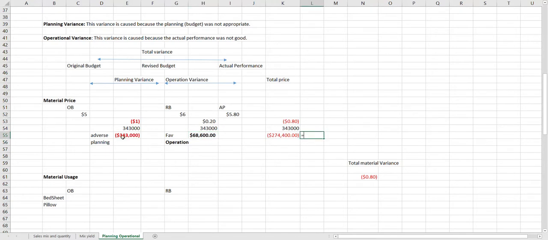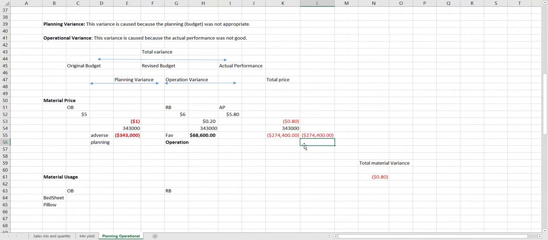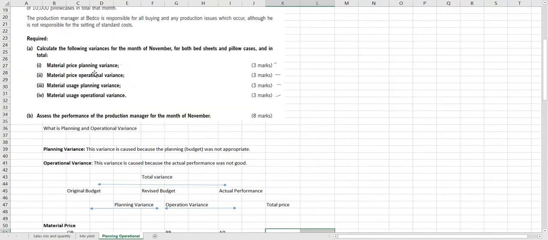When I take these two and I add them together, it should give me 274,400. You don't have to do it like this if they don't ask you. It was just explaining the concept. So price planning and operational variance is done.